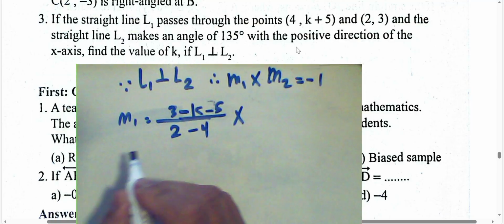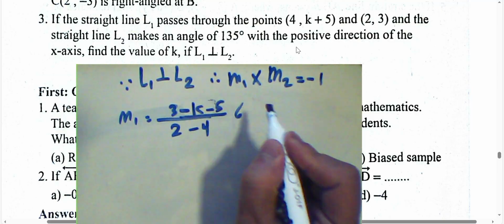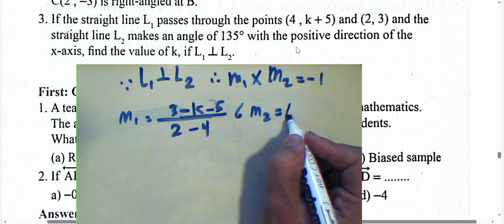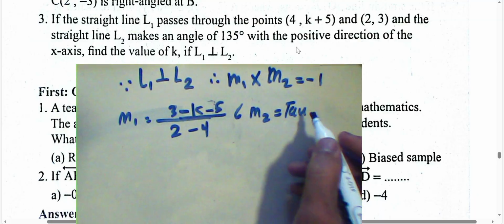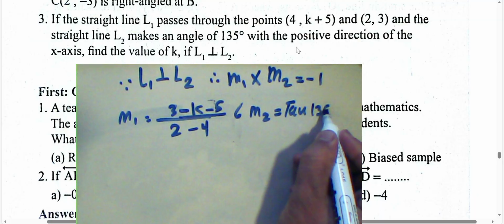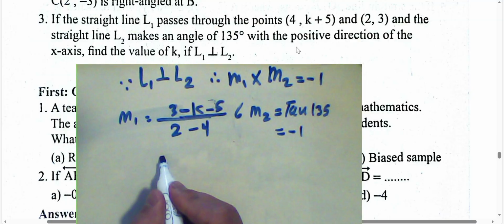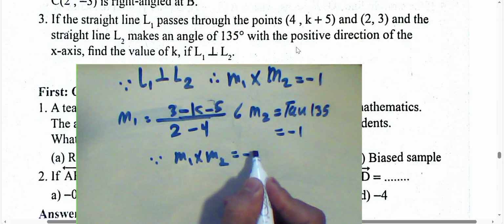Multiplied by the slope of M2. We can write here again the slope of M2 equal tan theta, because it makes an angle of 135 degrees. Tan 135 degrees, the result will be negative 1. Okay, such that M1 product by M2 equal negative 1.